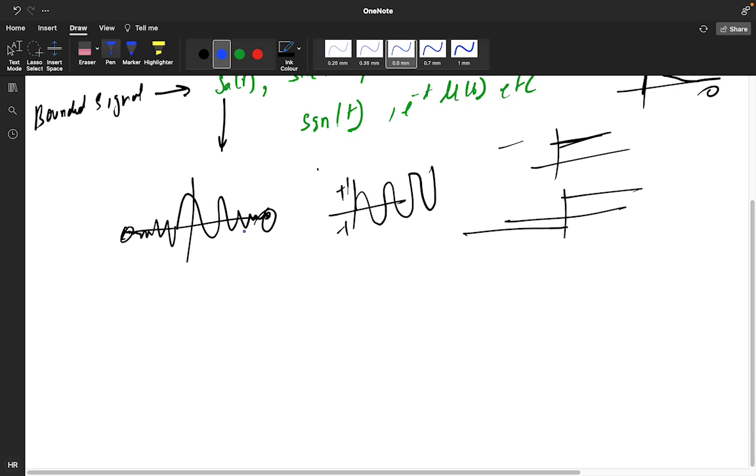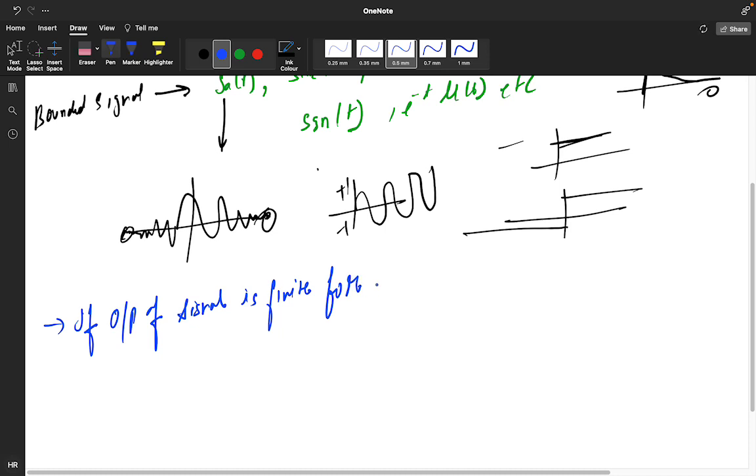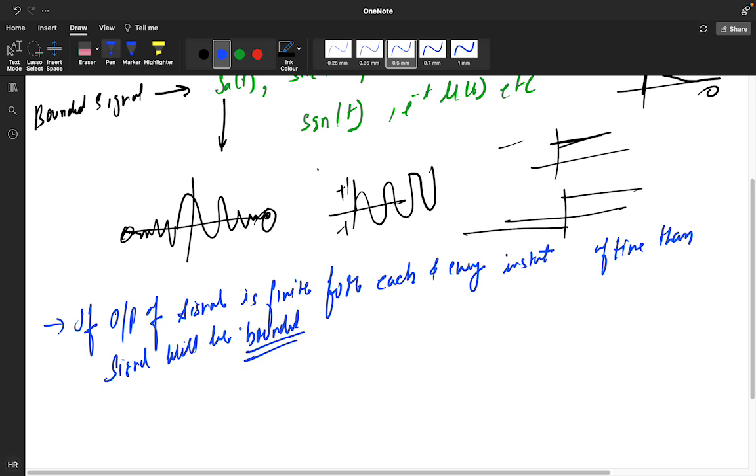Write it down. If the output of a signal is finite for each and every instant of time, then the signal will be bounded. So what is the input?